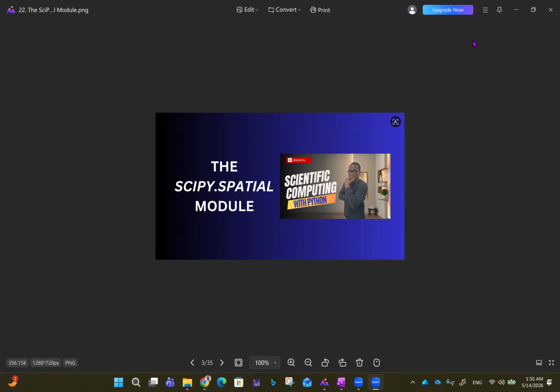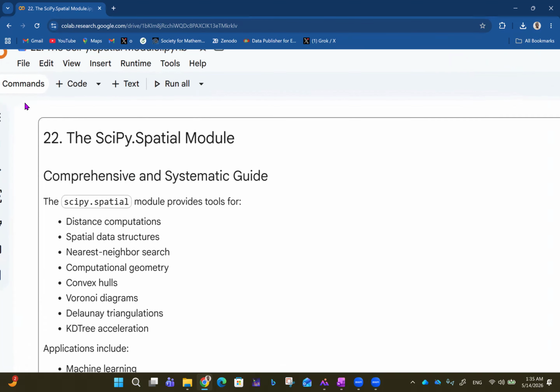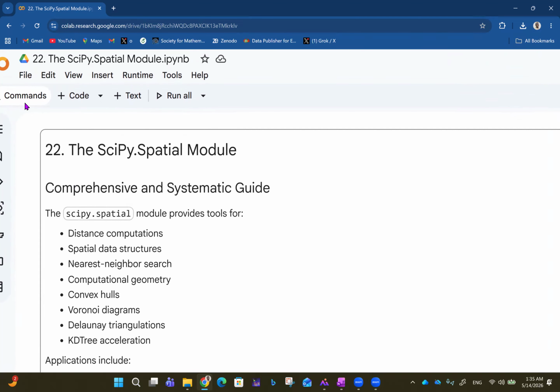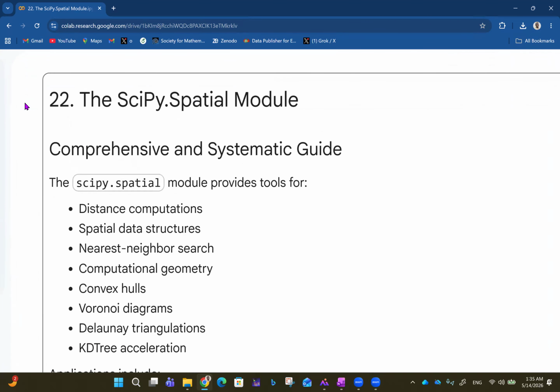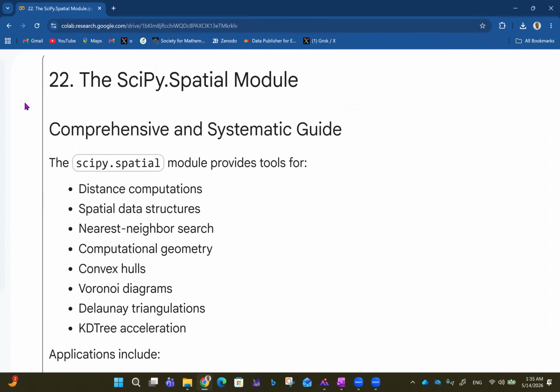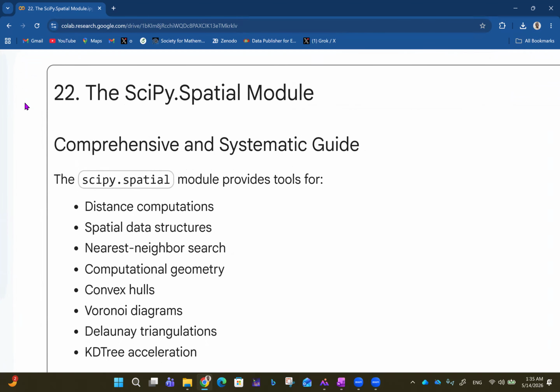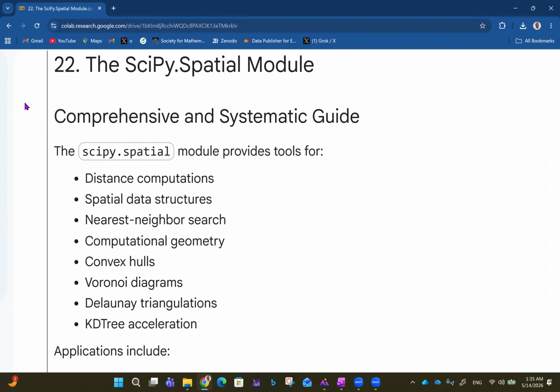Next, I talk about the SciPy.Spatial Module. As you can already imagine, spatial talks about space, distance, and things like that. So let's see what we have to do with the SciPy Spatial Module under scientific computing under the SciPy library. So we have a comprehensive and systematic guide in that way.